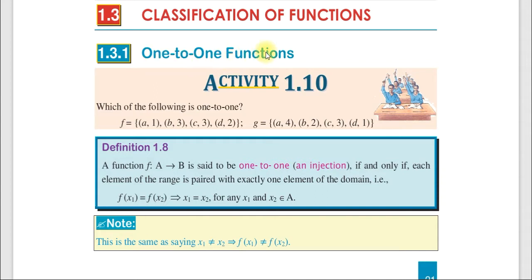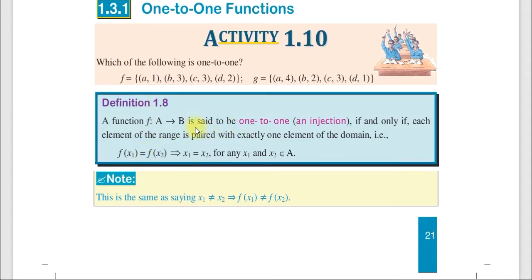Okay, so what is the first type or class? It is the 1 to 1 function. What does 1 to 1 function mean? Let us define what 1 to 1 function means. A function f from A to B is said to be 1 to 1 or an injective function if and only if each element of the range is paired with exactly one element of the domain, that is, f of x1 equal to f of x2 implies x1 equal to x2 for any x1 and x2 element of A.